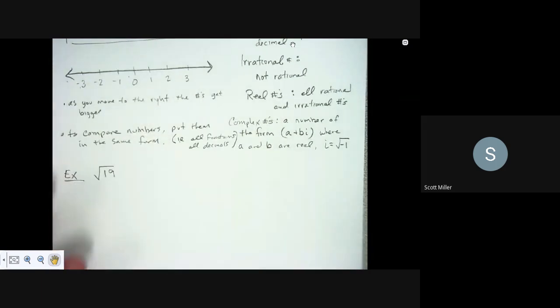Where would the square root of 19 go? I mean, which one's bigger? Is the square root of 19 bigger than 5? Is it less than 5? Is it bigger than 10? Is it less than 10?